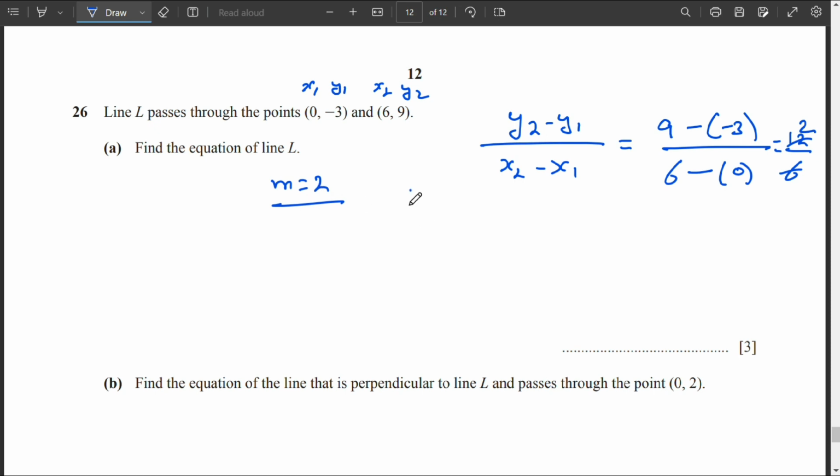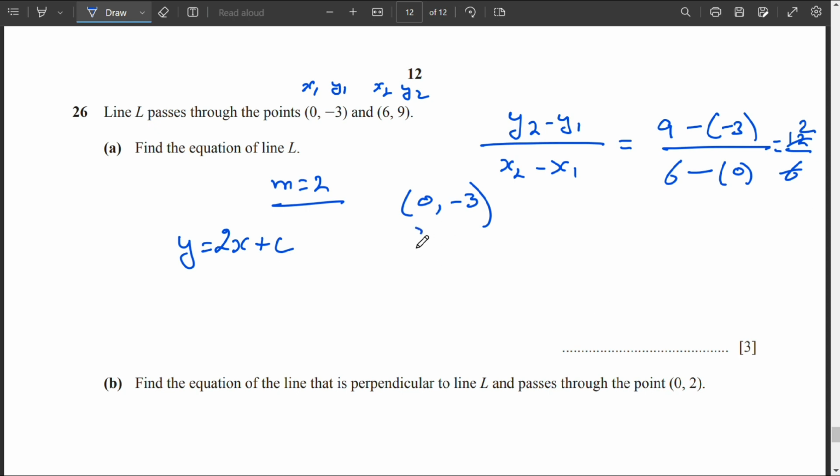So the slope is 2 and it's passing through (0, -3). Okay, so now we can write the equation as y = mx + c. What is m over here? 2. So 2x + c. Now we have to calculate the value of c.